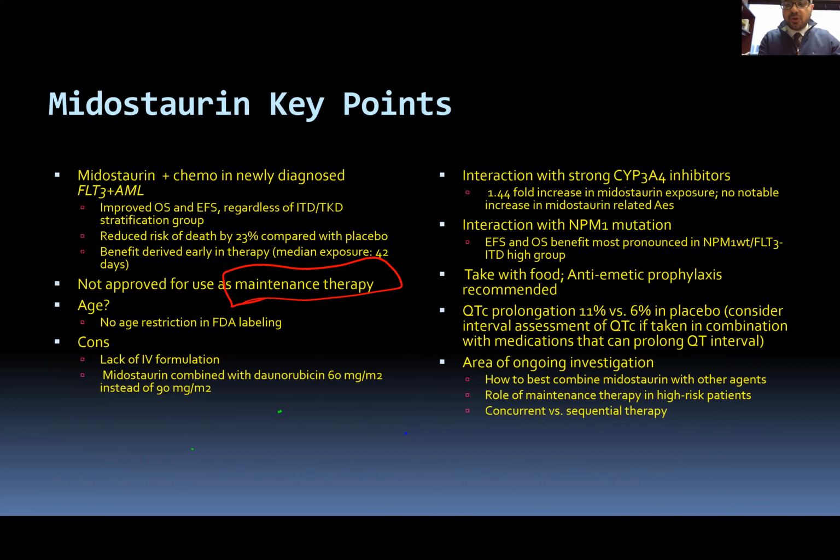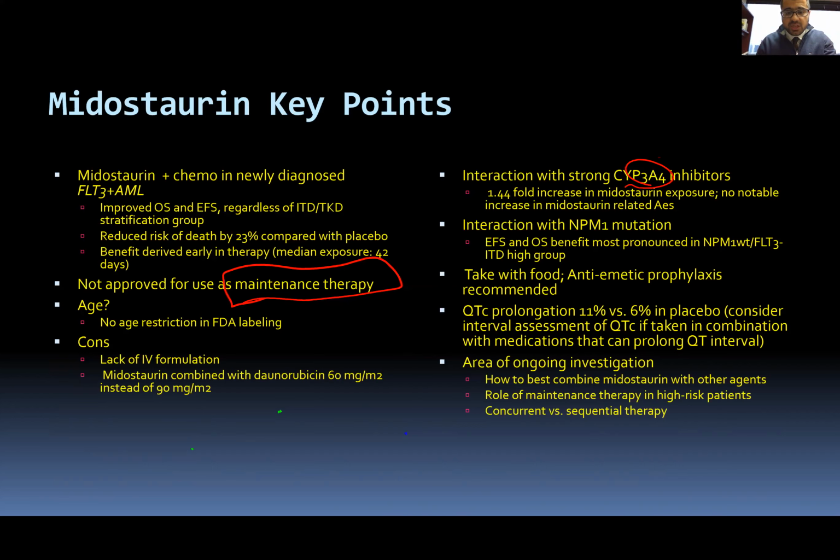Remember that it's a CYP3A substrate, and CYP3A inhibitors can increase the midostaurin exposure. However, when they did that, there was no notable increase in midostaurin-related adverse events. It interacts with NPM1 mutation. So EFS as well as OS benefit most pronounced in those who were wild type NPM1. So wild type NPM1 did better when you give them this compared to those who had NPM1 mutated in the presence of FLT3 mutation.